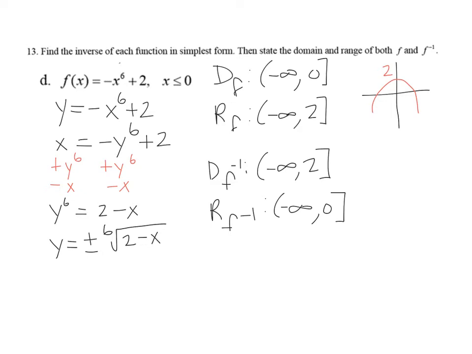So now when I look at my range, the y's have to come out to be less than or equal to 0. And in order to make that happen, we would have to have y equals negative 6th root of 2 minus x. So the inverse equation is negative 6th root of 2 minus x.